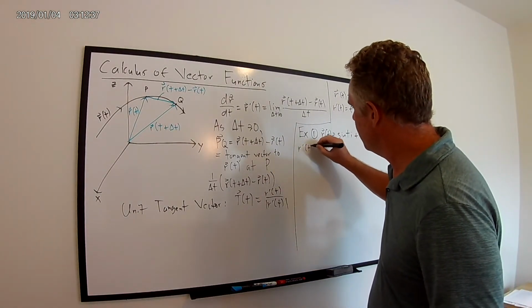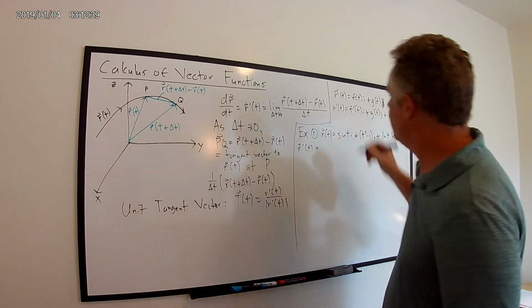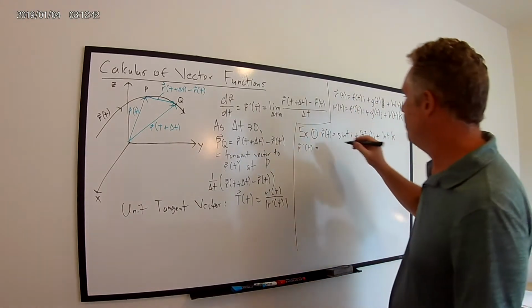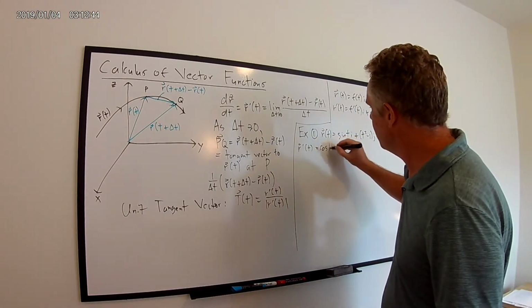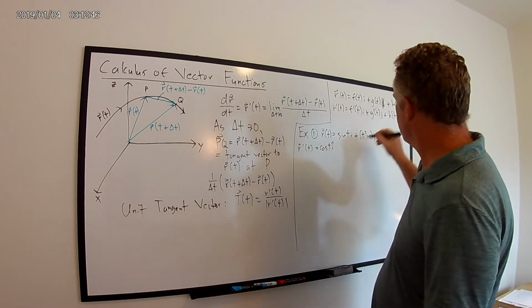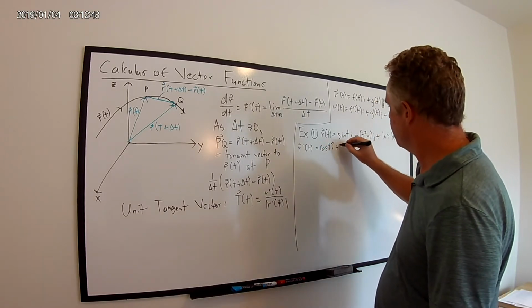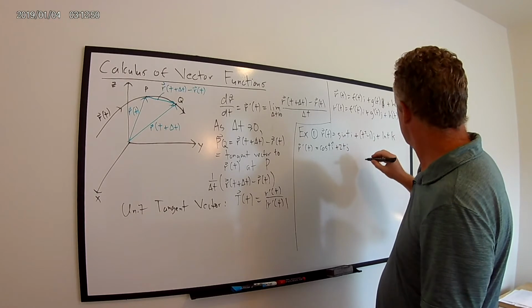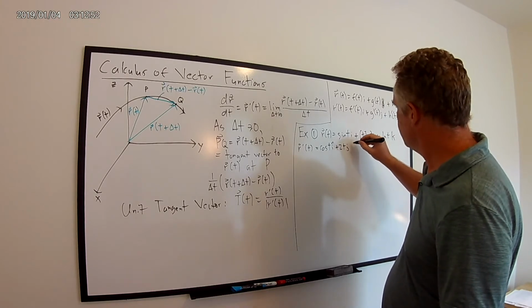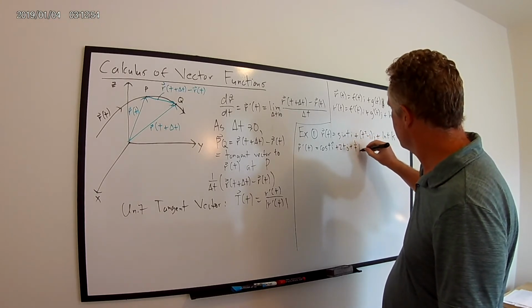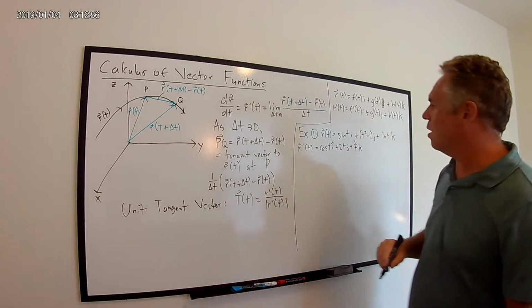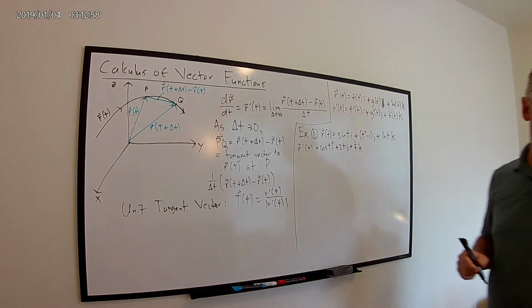r prime of t, we just take the derivative of each component. So the derivative of sine t is cosine of t i. The derivative of t squared minus 1 is 2t j. And the derivative of natural log of t is 1 over t k. So this is now the derivative of the vector function.